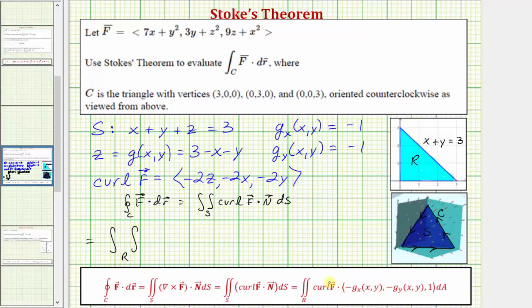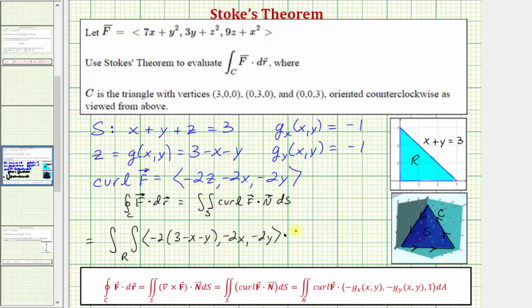And now we have this dot product where first we have the curl of f, but here, because we have differential a, which is equal to dx dy or dy dx, we need to make sure the curl of f is expressed only in terms of x and y. So notice how the x component is negative 2z. So we need to substitute 3 minus x minus y for z for the x component. So we'd have angle bracket negative 2 times the quantity 3 minus x minus y, and the y and z components stay the same.